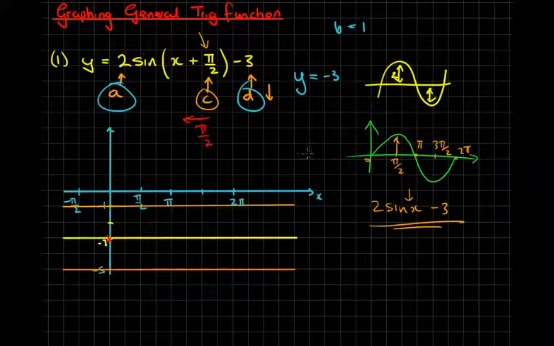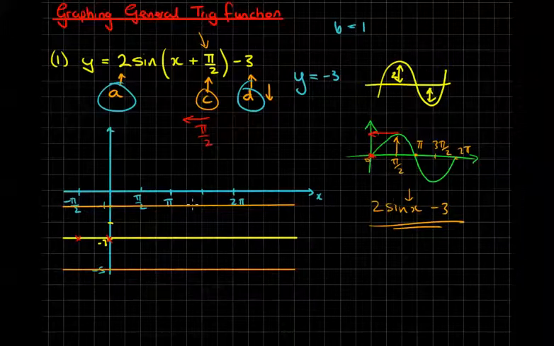Okay, shifts it 2 places left. So what we need to do is, instead of starting here, we need to move everything pi over 2 to the left. So instead of starting here, I'm going to start now at minus pi over 2. That's going to be the starting point.